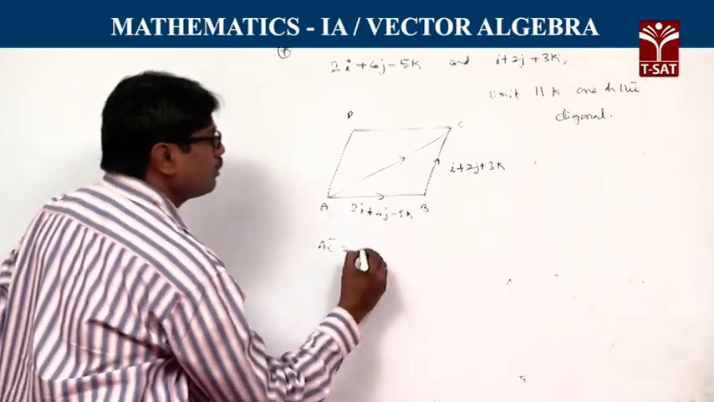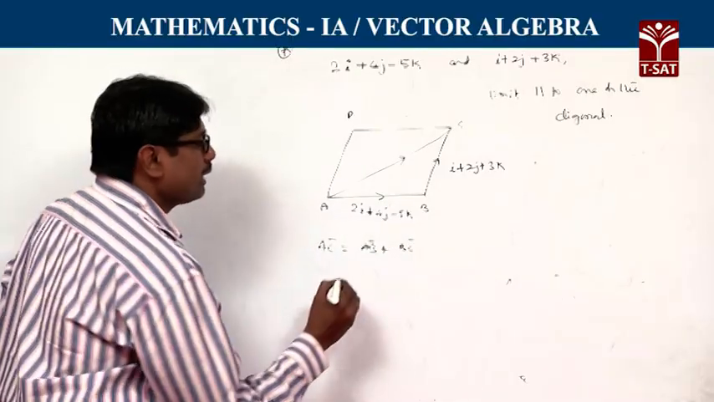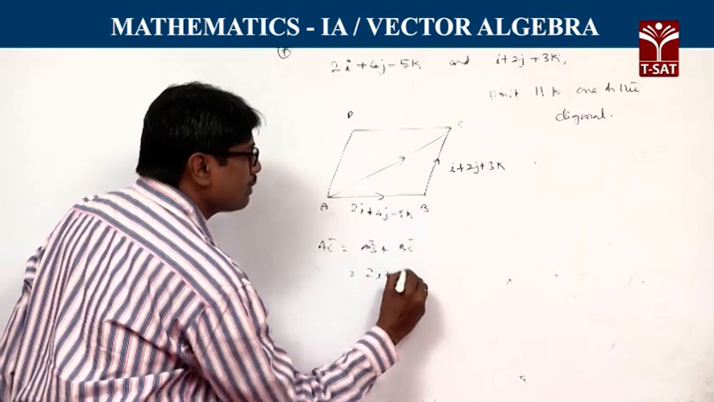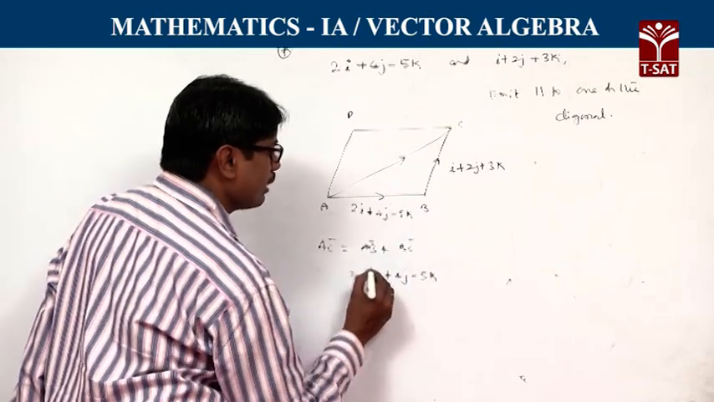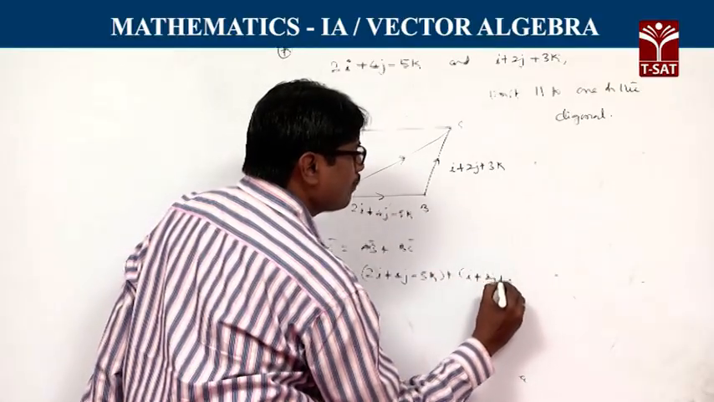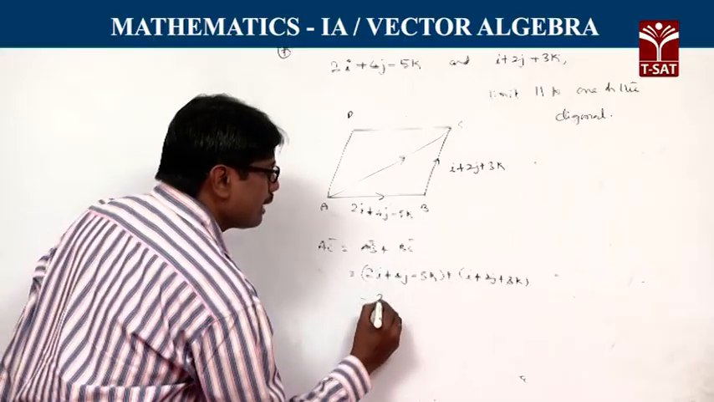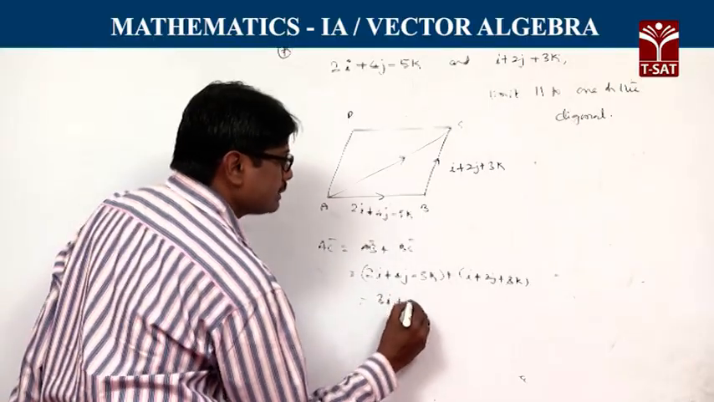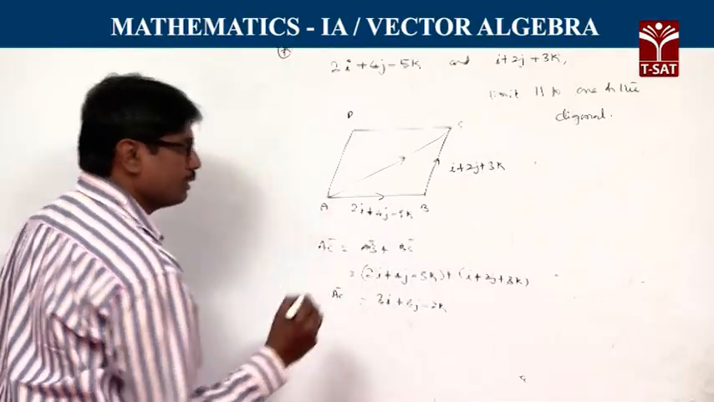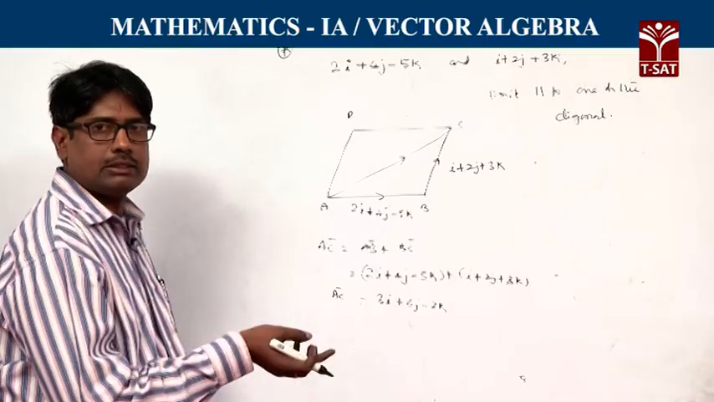is equal to AB bar plus BC bar, that is 2i bar plus 4j bar minus 5k bar added with i bar plus 2j bar plus 3k bar. So the diagonal vector AC bar will be 3i bar plus 6j bar minus 2k bar. Okay, now after getting the diagonal AC, we find its unit vector.